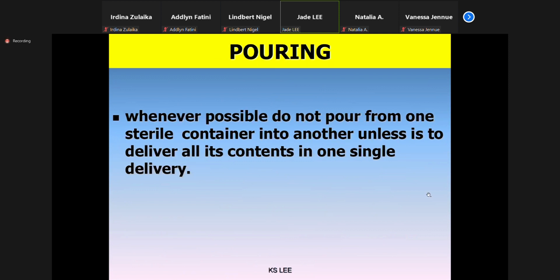Pouring can also be a problem; the wrong pouring technique can introduce contaminants as well. So whenever possible, do not pour from one sterile container into another unless it is to deliver all the content in one single delivery. Because the more frequently you pour into different small jars or small vials, the higher the chances for contaminants to get into the media. So if you want to pour, make sure it's one-time pouring, in a single delivery.